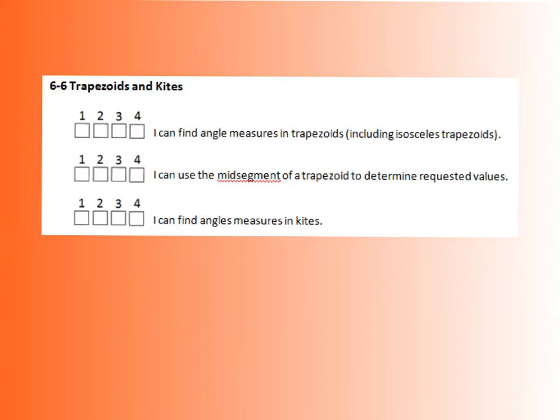The second objective is that you can use the midsegment of a trapezoid to determine requested values. If you think about midsegment, we have talked about this word before, except we were using it in triangles. Now we're looking at midsegments of trapezoids. And then the last thing is that you can find angle measures in kites. So let's begin.